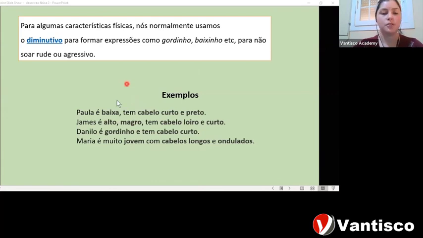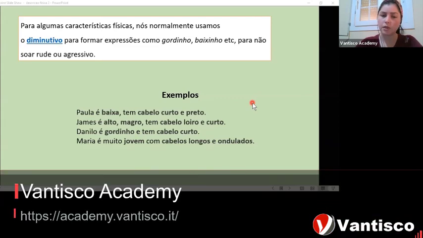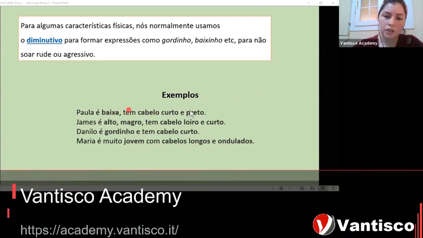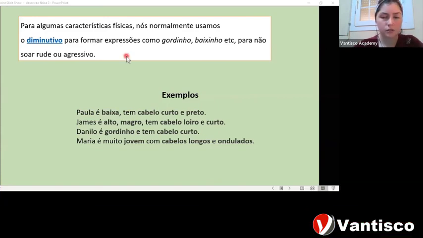So let's check it out here. We have some examples. Exemplos. Paula é baixa, tem cabelo curto e preto. I could say, Paula é baixinha, tem cabelo curto e preto. Okay? We can use also the plural form, tem cabelos curtos e pretos, that's okay. But it's more common, as I told you before, to use everything in the singular form. So, Paula é baixa, tem cabelo curto e preto.